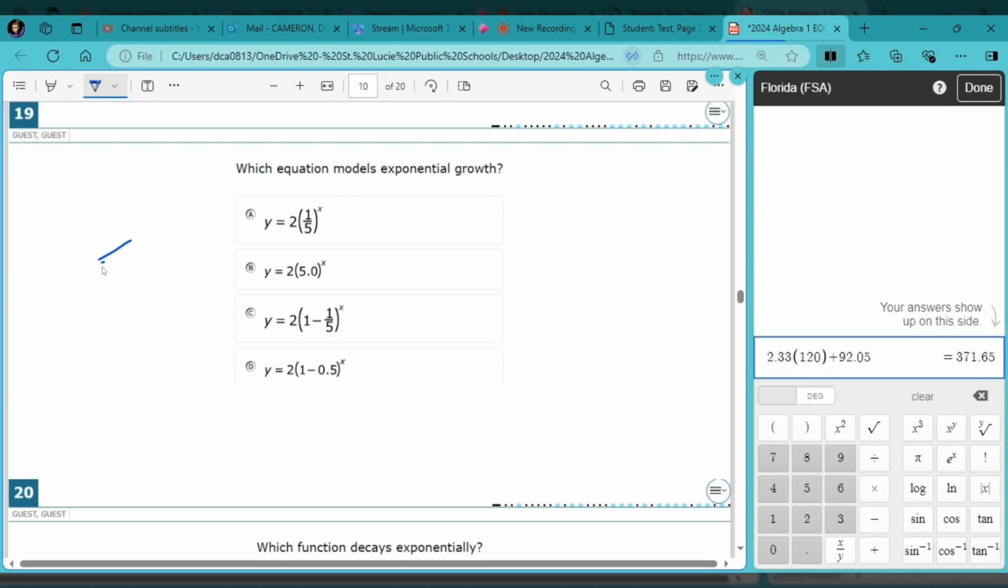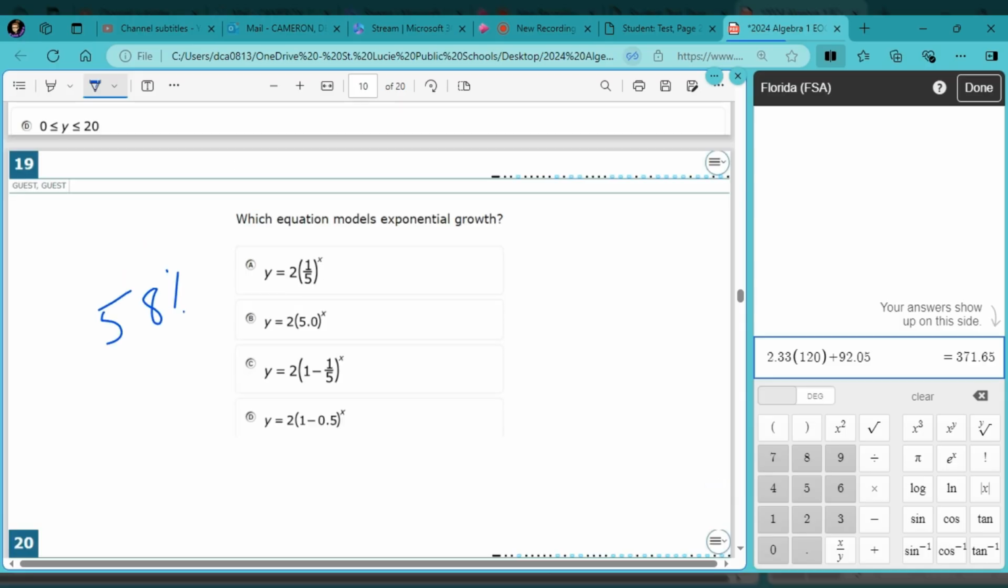I would like for you to analyze, why do you think less people got number 20 than number 19, right? You can comment and let me know what you think if you're paying attention this far.